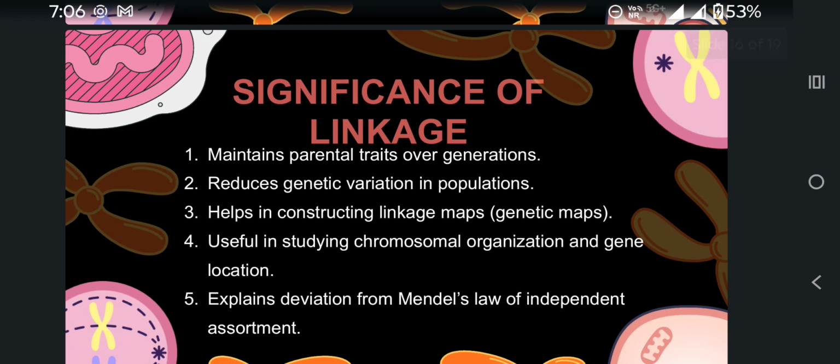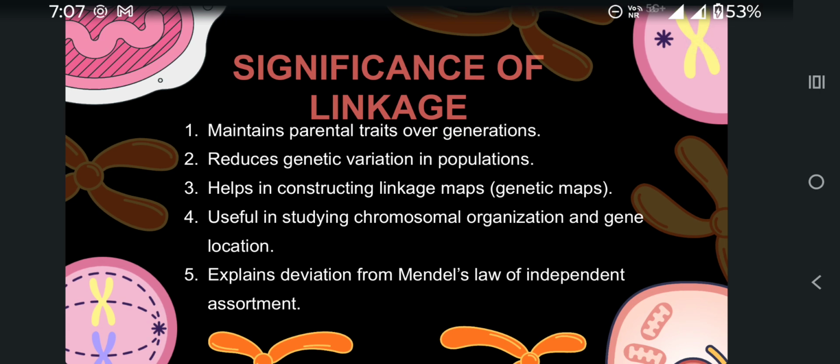Then what is the significance of linkage? Actually, it maintains the parental traits over generations, and it reduces the genetic variation in a population. It helps in constructing linkage maps, and it is useful in studying chromosomal organization and gene location. It also explains the deviation from Mendel's law of independent assortment.